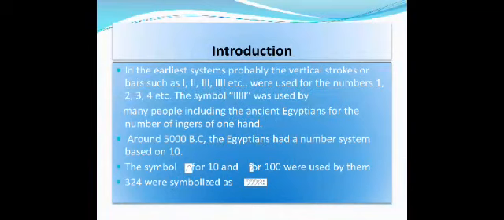Next, around 5000 BC, the Egyptians had a number system based on 10, and this symbol, like an intersection, is for 10, and another symbol was used by them for 100. And if we write 324 in old symbols, it is 3 symbols of 100, 2 signs of tens, and 4 bars. This is the old written symbols.